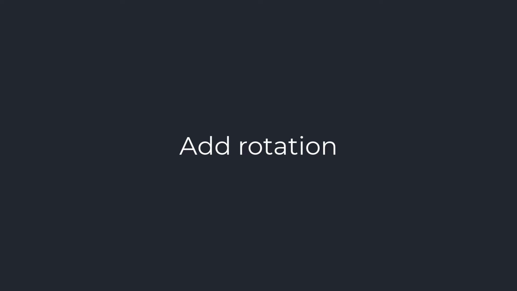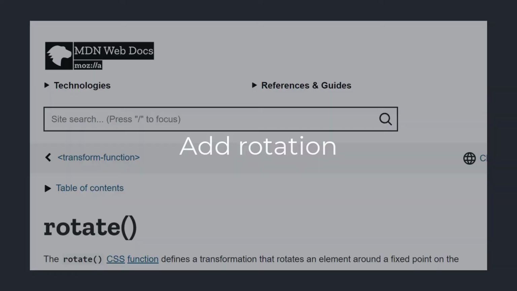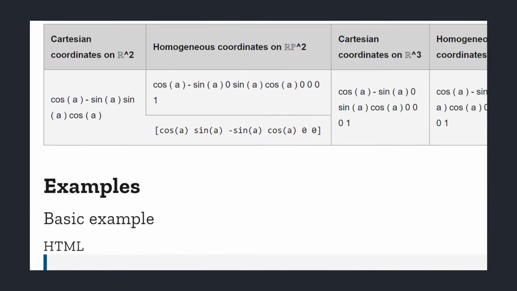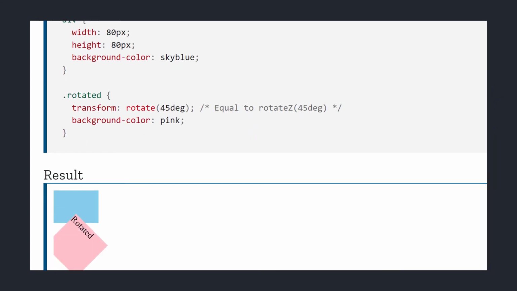Now let's randomly rotate the text. The syntax is that simple as always. You say, for example, rotate it by 45 degrees, and you get this.